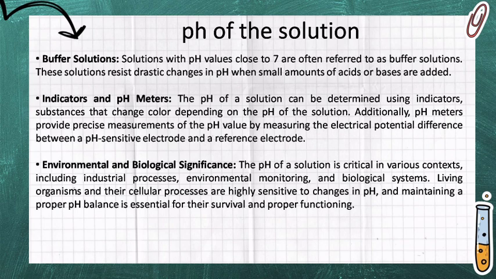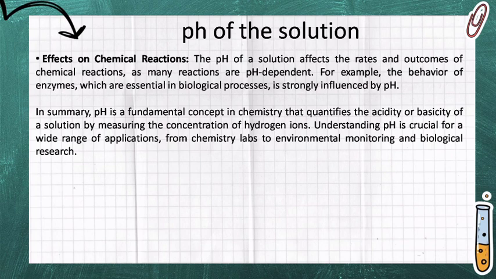F. Environmental and biological significance. The pH of a solution is critical in various contexts, including industrial processes, environmental monitoring, and biological systems. Living organisms and their cellular processes are highly sensitive to changes in pH, and maintaining a proper pH balance is essential for their survival and proper functioning. G. Effects on chemical reactions.